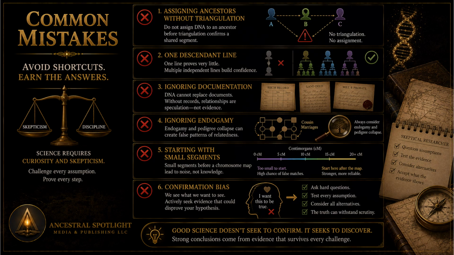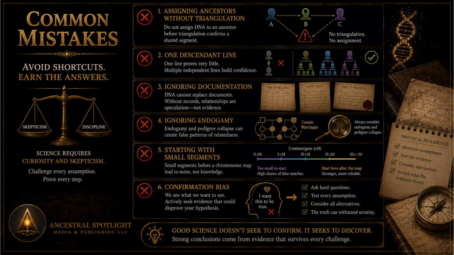Let's review some of the most common mistakes I encounter in genetic genealogy. The first is assigning DNA to an ancestor before triangulation has even occurred. The second is relying on only one descendant line. Third is neglecting documentary evidence altogether. Fourth is failing to recognize endogamy or pedigree collapse, both of which can create misleading patterns. Fifth is beginning with tiny chromosome segments before establishing a reliable chromosome map.